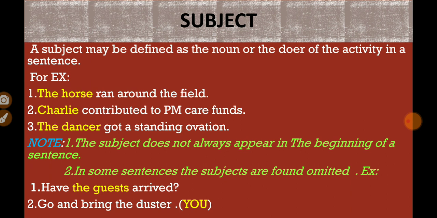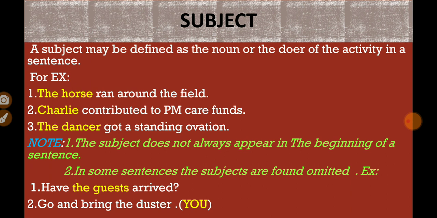Come to the second one. Charlie contributed to PM Care Funds. Let me follow the same technique. Who contributed to PM Care Funds? What answer do you get? Charlie. So here, Charlie is the subject. She is the doer of the activity. What activity is going on here? She is contributing to the PM Care Fund, Prime Minister Care Fund. So Charlie is the doer of the activity, hence it is the subject.